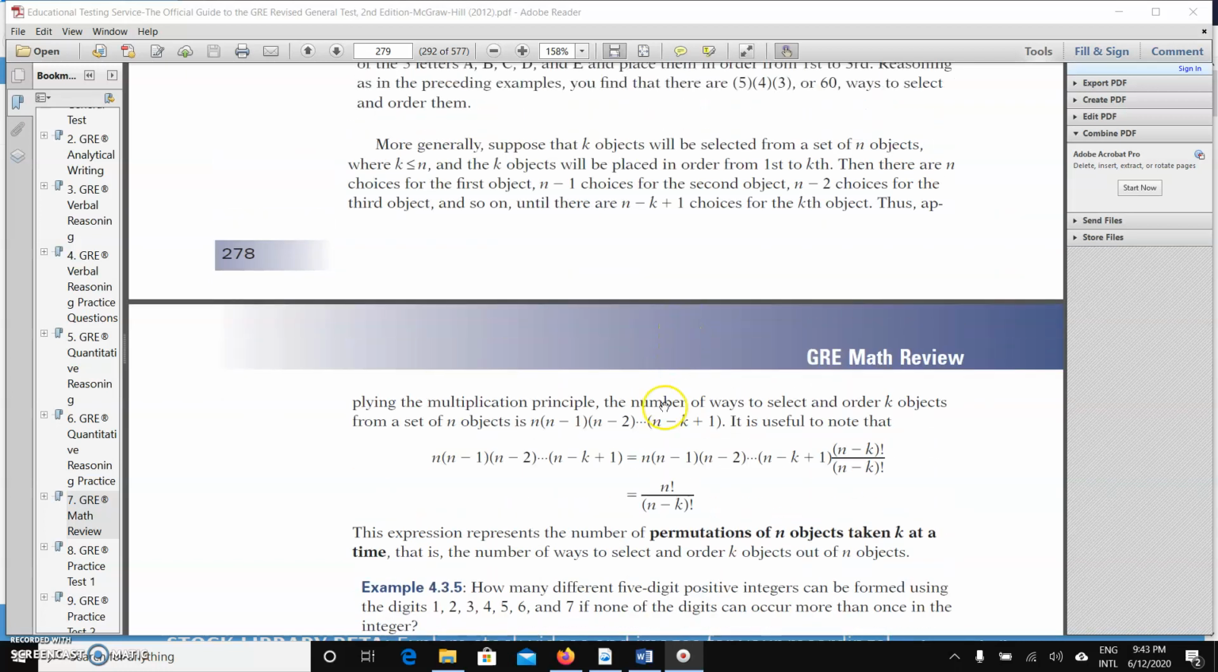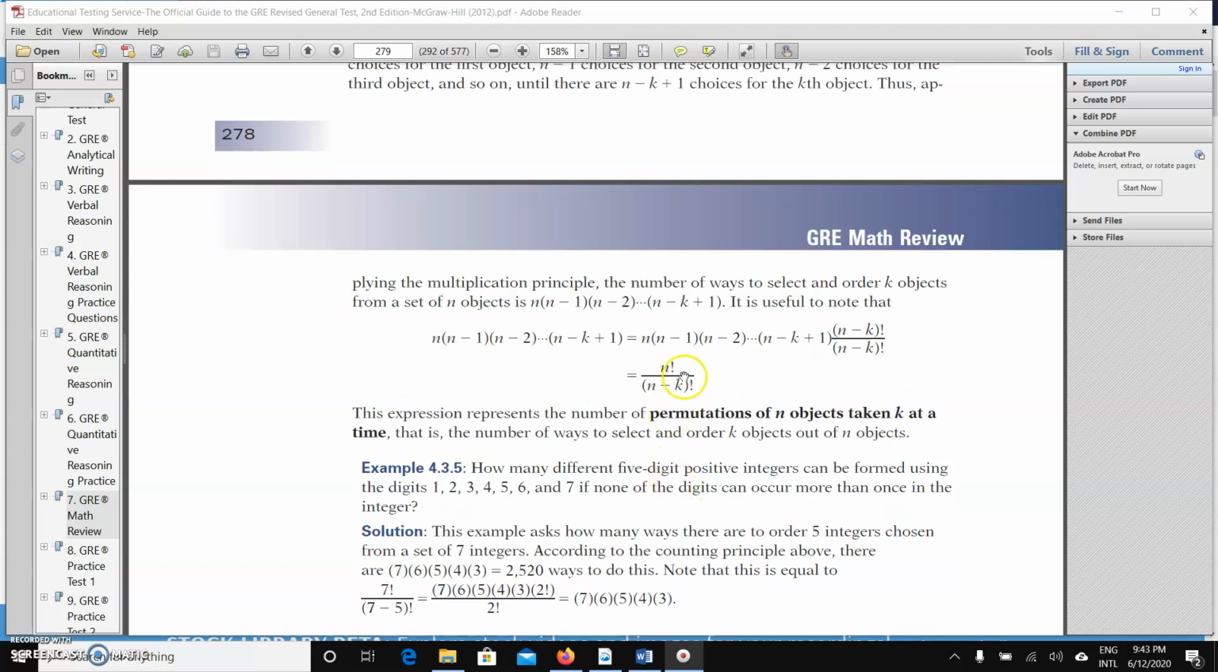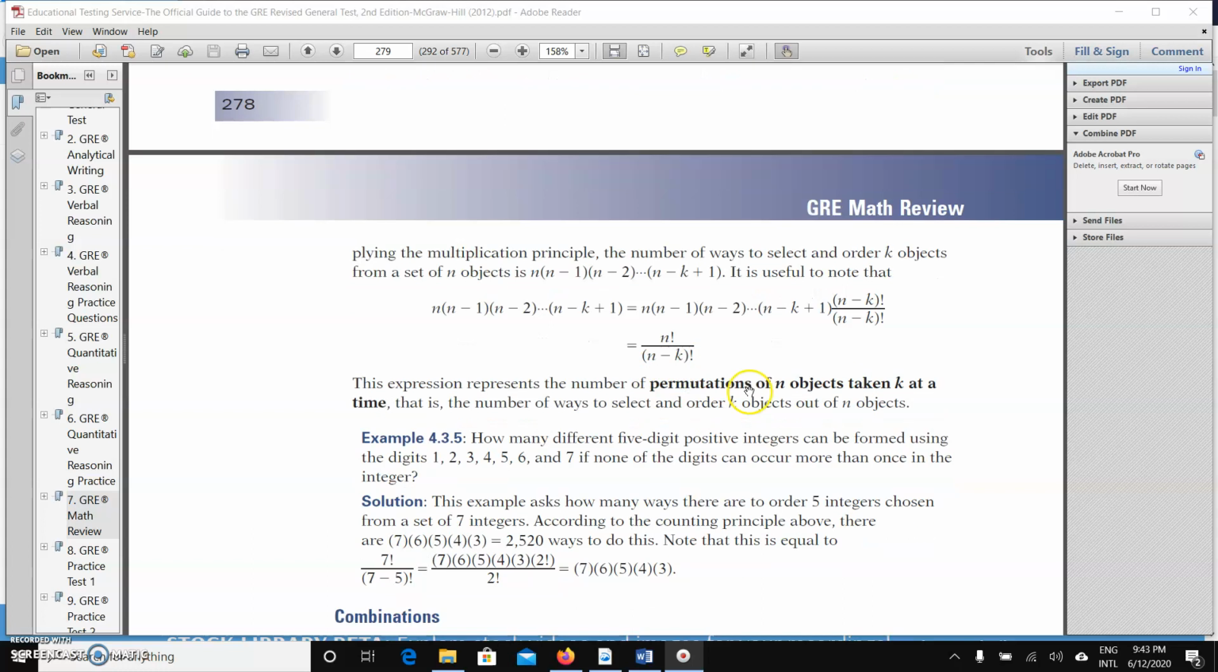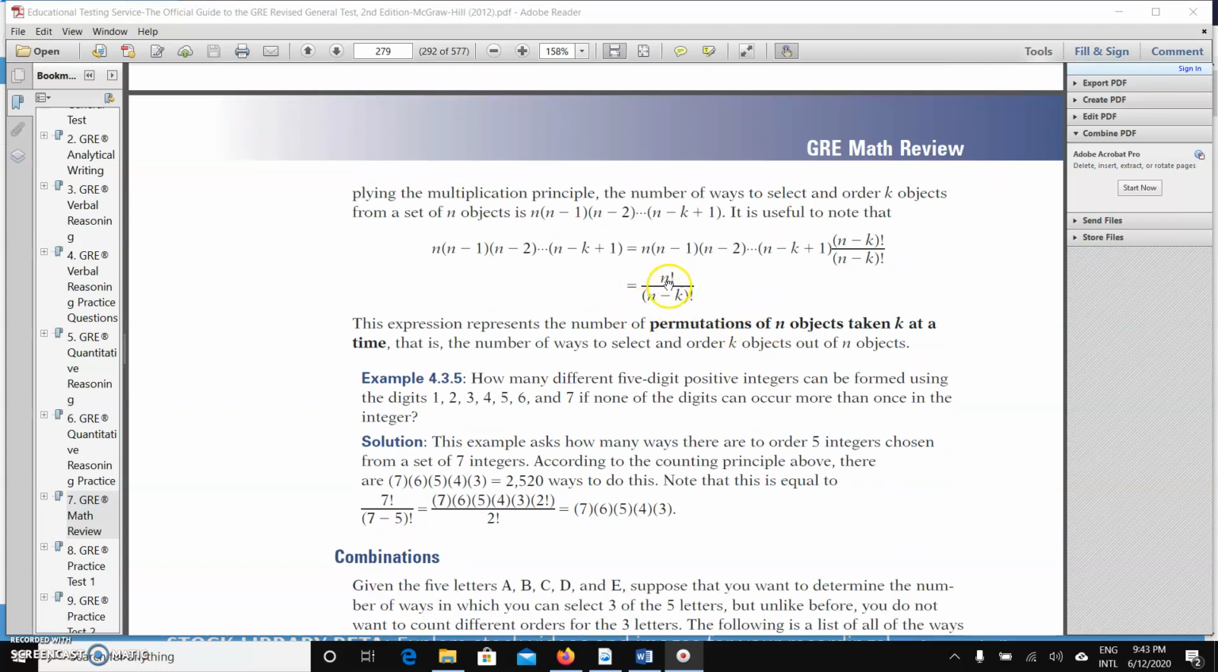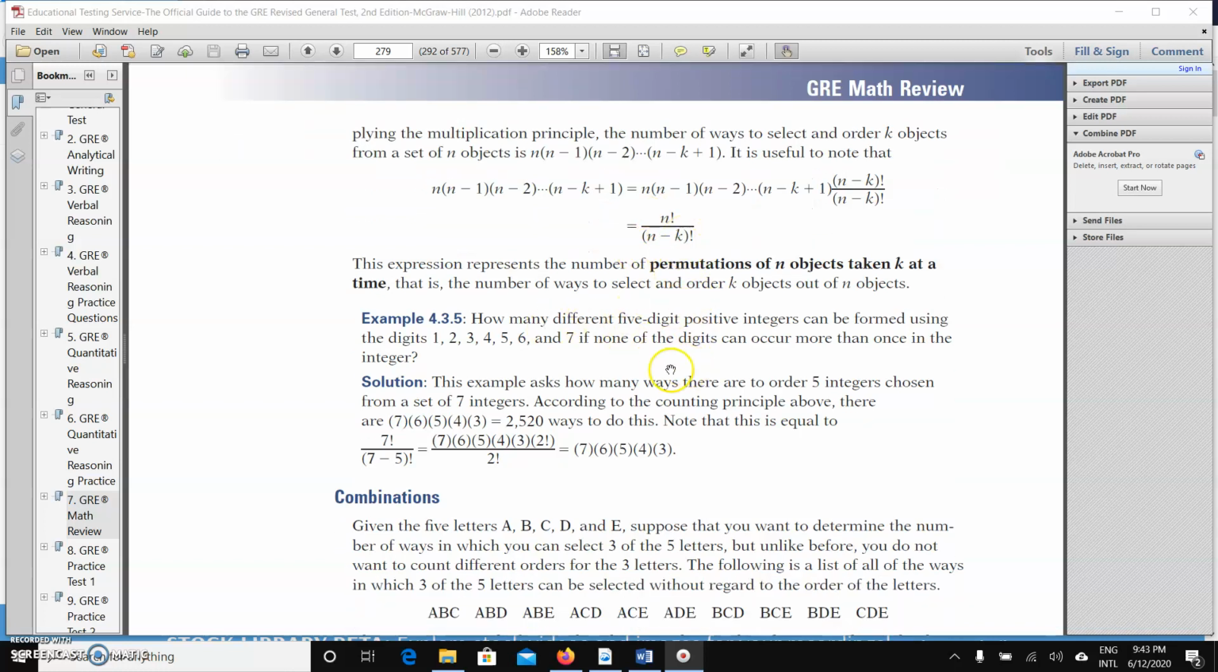Now here's the formula. All you need to know for permutation is just this formula: n factorial over n minus k factorial. I told you the meaning of factorial: you multiply from that particular number downward till you get to 1. This k is the number that you are going to be selecting from n. So that's the formula. You just need to know it. For permutation arrangement, write it down in your notes. Let's apply the formula.